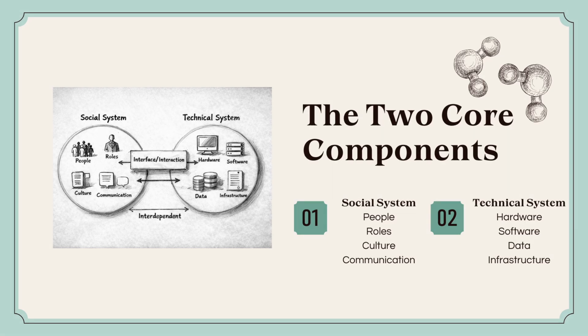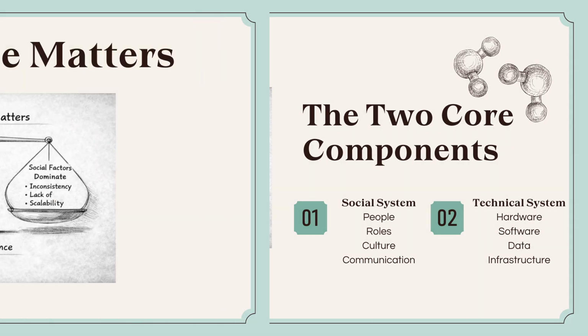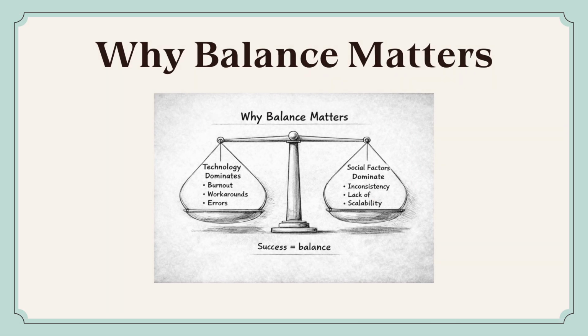At its core, the socio-technical model is built on two interdependent systems: the social system, which includes people, roles, culture, and communication, and the technical system, which includes hardware, software, data, and infrastructure. It's good to note that neither system works well in isolation, as they are constantly influencing each other as the system evolves and progresses. Which is why balance between these two systems is critical.